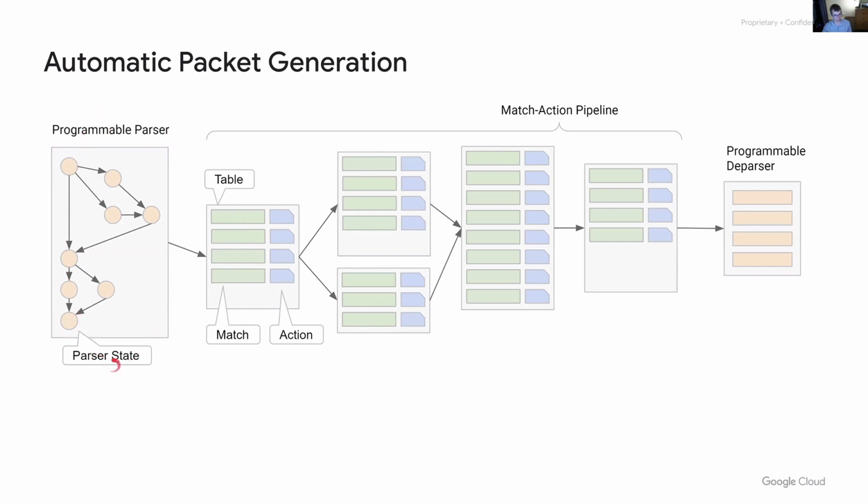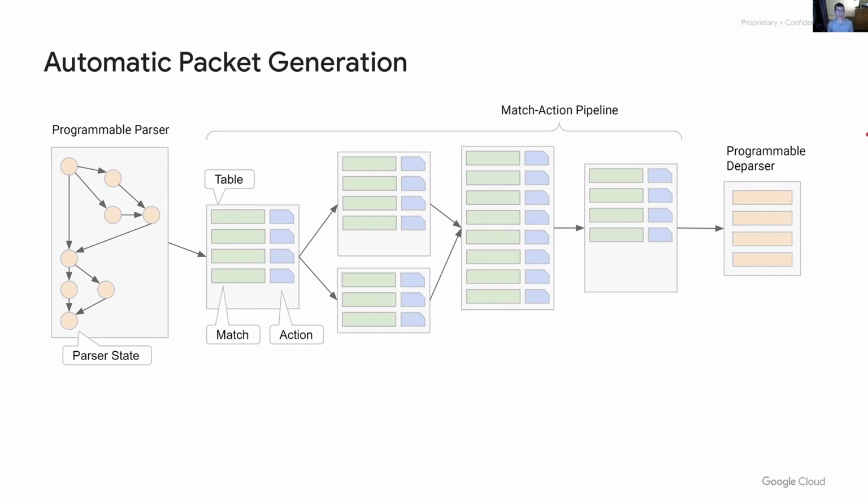And then the program basically goes through a match action pipeline where you have a bunch of different tables. They each have entries that are match action pairs. And then at the end of this pipeline, if the packet hasn't been dropped, the packet gets forwarded to the programmable deparser, and now it gets sent out on the network.